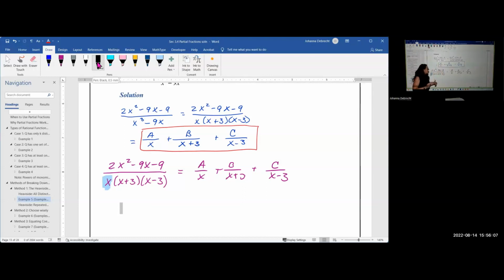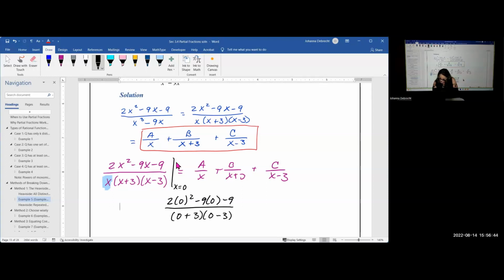So what am I looking to find? I'm looking to find A, because A is the one over the x. And what am I going to substitute into this? Well, the solution for the factor x is 0. x equals 0. So I'm going to substitute 0 into what's left on the left-hand side. So this is going to give me 2 times 0 squared minus 9 times 0 minus 9 over, remember what's left, 0 plus 3, 0 minus 3. And this is supposed to give me the value of A.